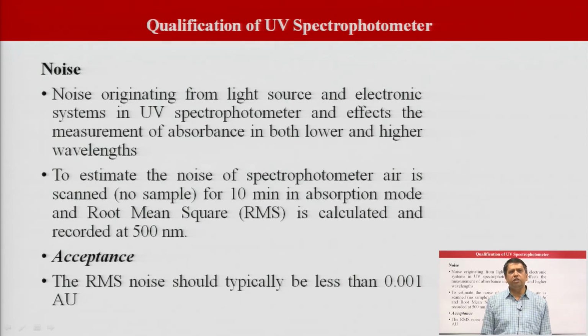Now, to estimate the noise of the spectrophotometer, air is scanned, that means there is no sample. Air is basically scanned for 10 minutes in absorption mode, and the root mean square (RMS) is calculated and recorded at 500 nanometer. The acceptance criteria is the root mean square noise should typically be less than 0.001 AU. So, if any UV spectrophotometer is showing noise above this value, that means the optics arrangement should be rearranged. So, this is another test.